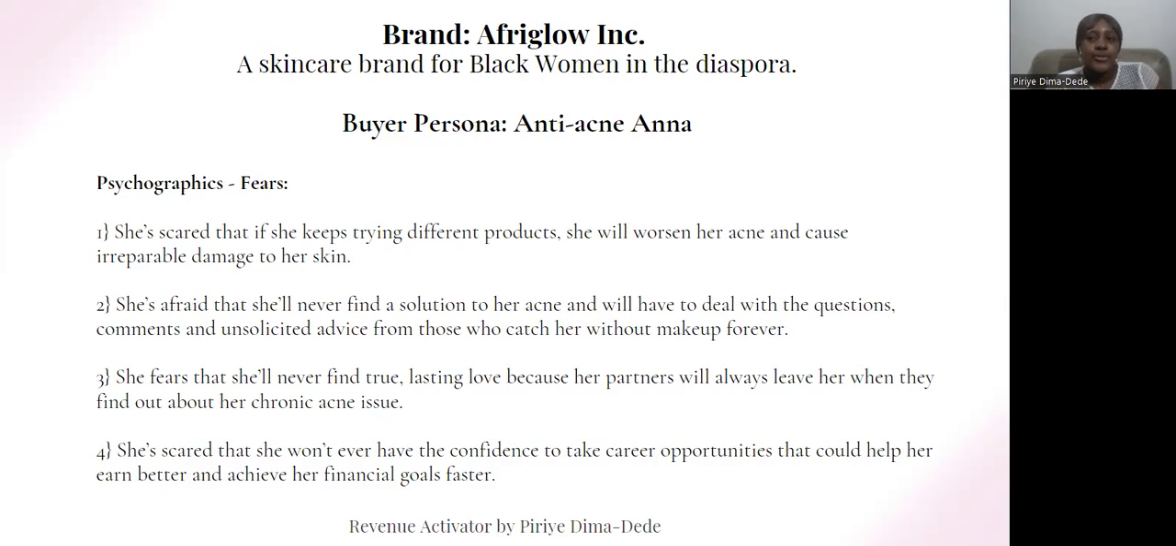Now you can see how this is a reflection of her insecurity and how she has low esteem because of her acne. You can see how the supposedly simple problem that you're solving could bleed into the lives and the quality of life that your customers live. Finally, Anna is scared that she won't ever have the confidence to take career opportunities that could help her earn better and achieve her financial goals faster, because she's insecure and she finds it hard to speak up and to volunteer and to step up when those opportunities come her way.